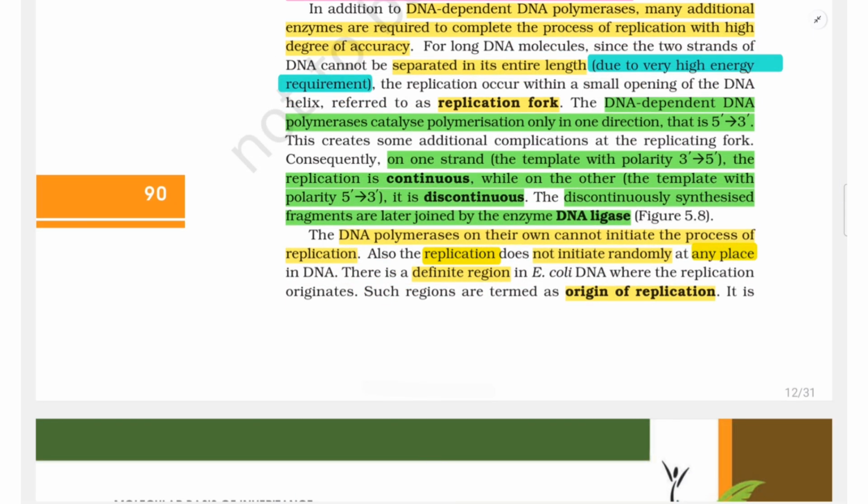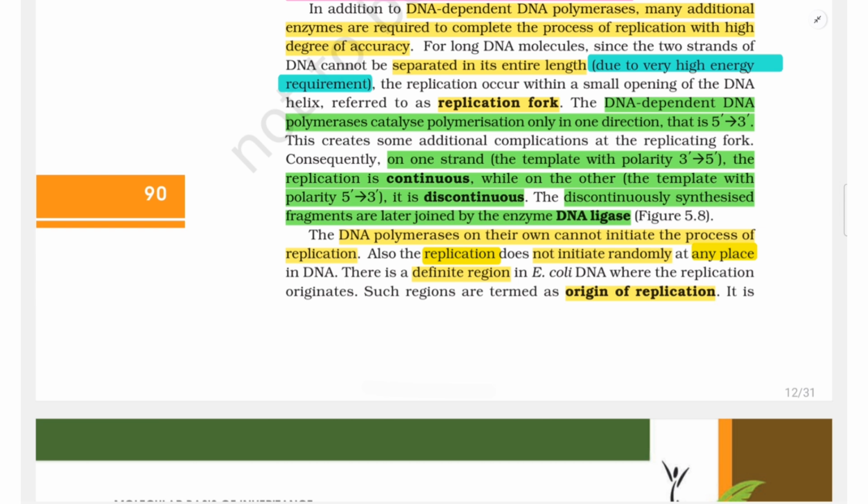In addition to DNA-dependent DNA polymerases, many additional enzymes are required to complete the process of replication with a high degree of accuracy. For long DNA molecules, since the two strands of DNA cannot be separated in their entire length due to the very high energy requirement, the replication occurs within a small opening of the DNA helix referred to as the replication fork. The DNA-dependent DNA polymerases catalyze polymerization only in one direction, that is 5' to 3'. This creates some additional complications at the replication fork.